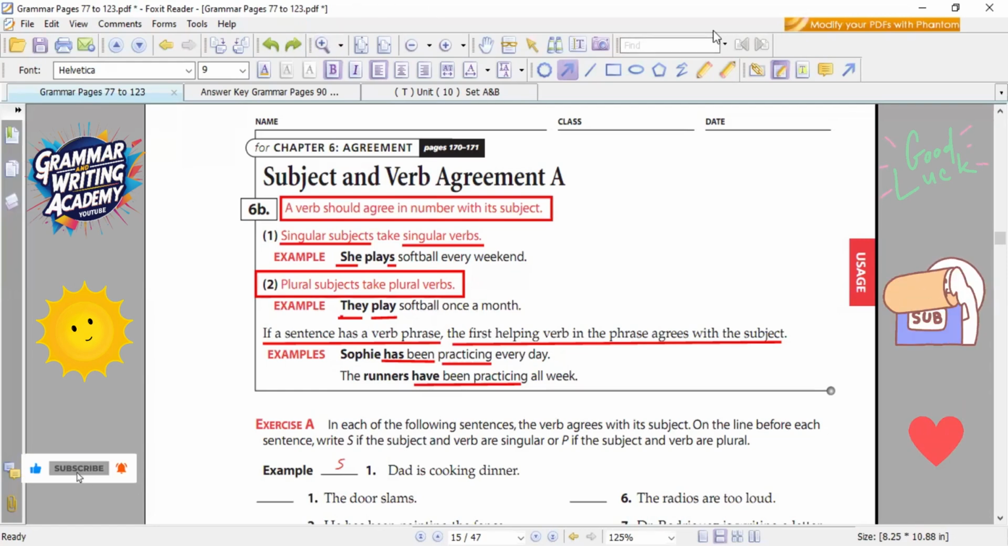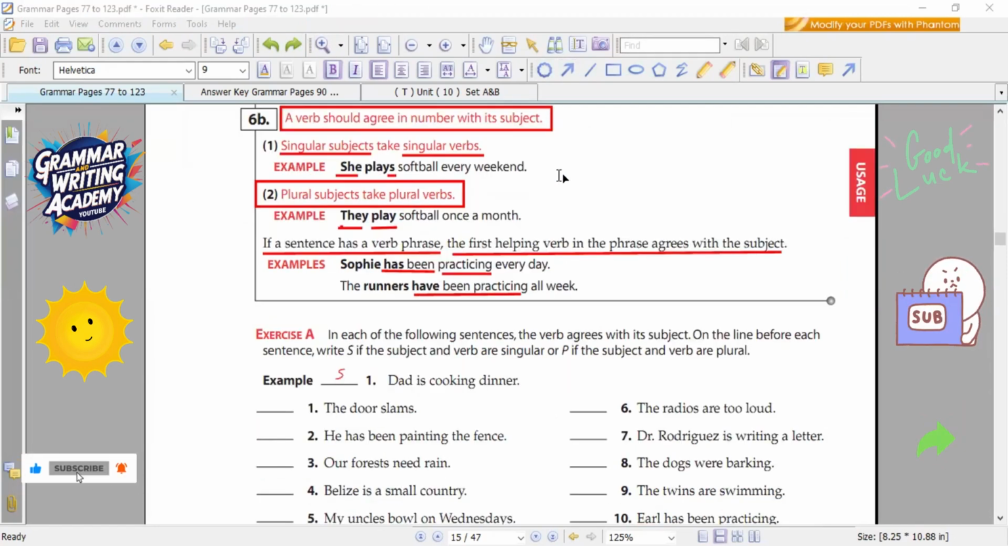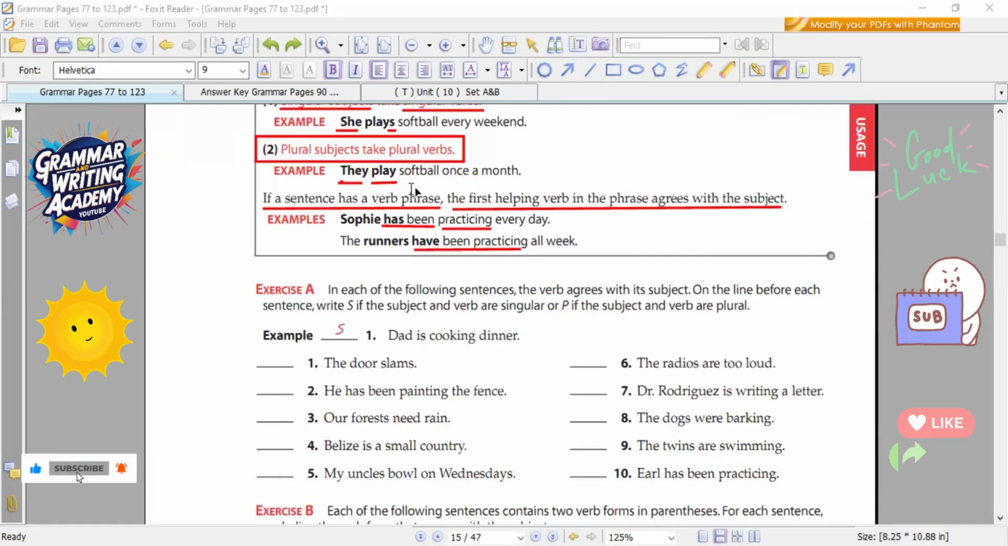Yusuf, yes, mister. That's it, man. Read for me the exercise down, please. The example or the exercise? Read the exercise. Exercise A. In each of the following sentences, the verb agrees with its subject. On the line before each sentence, write S if the subject and verb are singular, or P if the subject and verb are plural. Good. Read for me the example first, please.